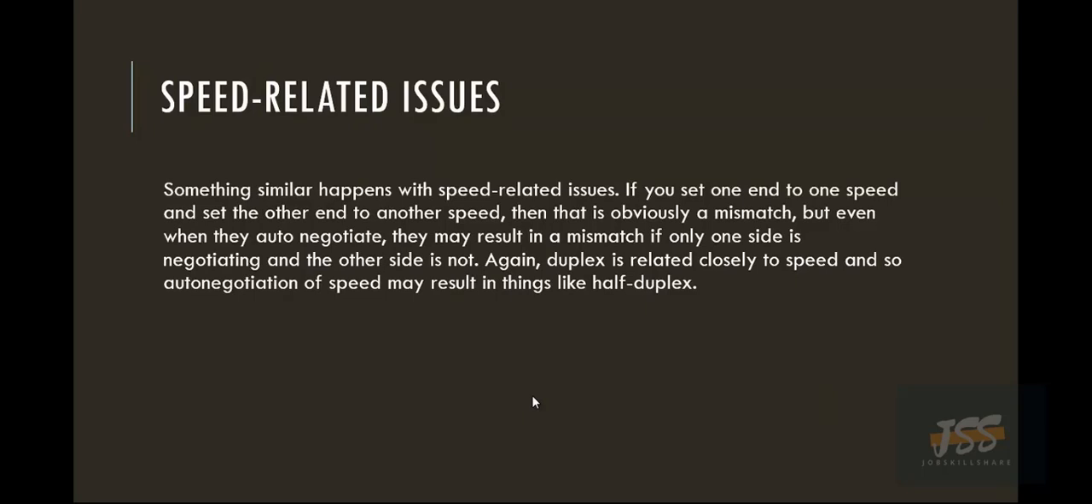Speed related issues. Sometimes similar problems happen with speed. If you set one end to one speed and the other end to another speed, that is obviously a mismatch. But even when they auto negotiate, they may result in a mismatch if only one side is negotiating and the other side is not. So again, duplex is closely related to speed, and so auto negotiation of speed may result in something like half duplex.